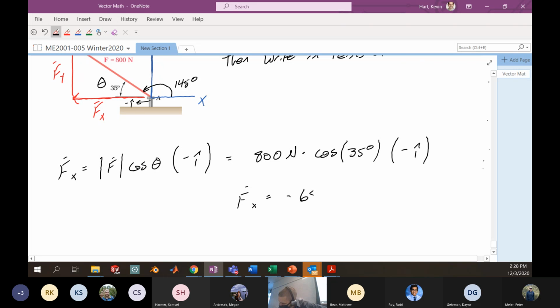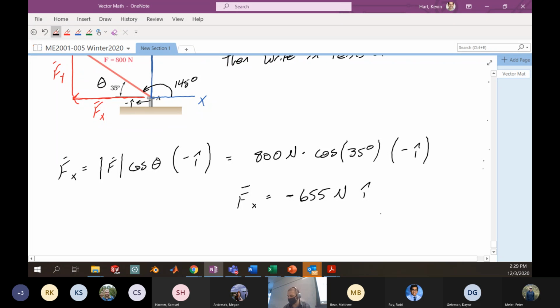So we'll get here that the vector fx, after resolving, is going to be negative 655 newtons, specifically in the i direction. So we have a magnitude, 655, and we have a direction, which is negative i hat. Usually, from a traditional mathematical perspective, you put a negative sign in front of the value. So this is typically how you'll see it.